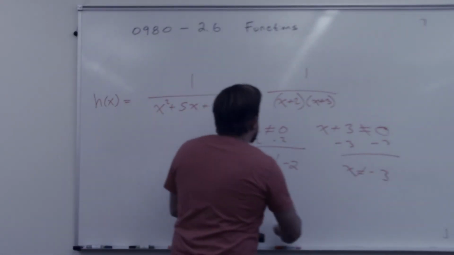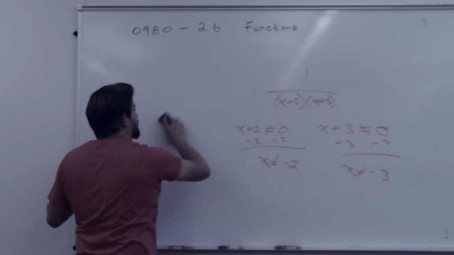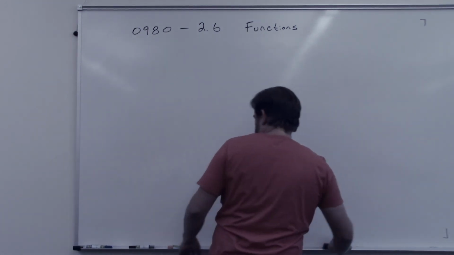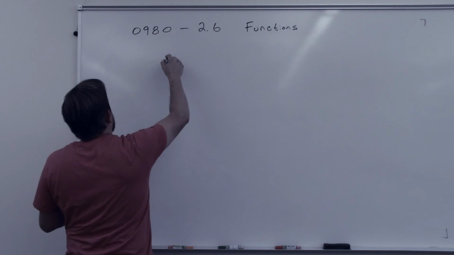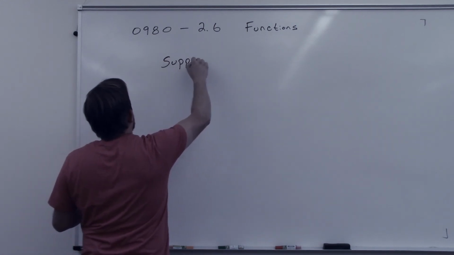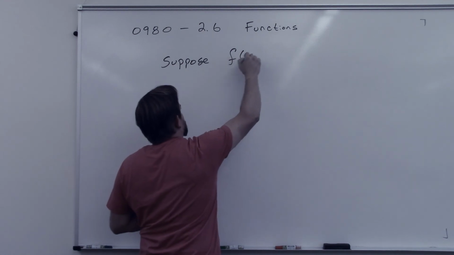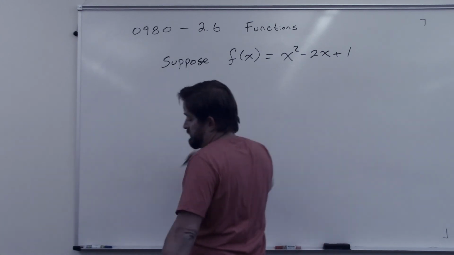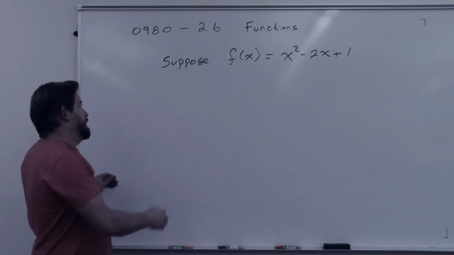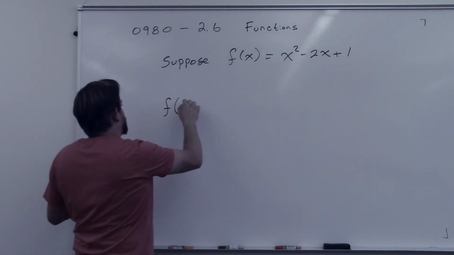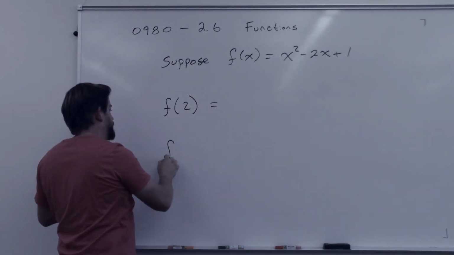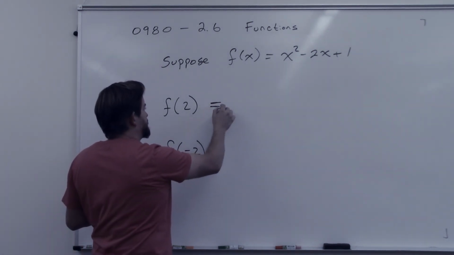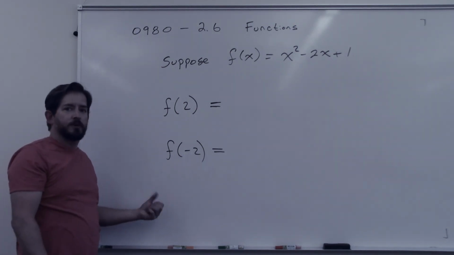And then the last little bit in this section talks about evaluating functions, and we talked about that a little bit in the beginning. Well, let's look at a couple more of those. Suppose I have some function f of x is equal to x squared minus 2x plus 1, right? Just a second degree polynomial. And I want to evaluate, let's say, f of 2 and f of negative 2. Okay? And you'll probably see this on an exam, you'll probably see this on the final exam because it's easy to mess this up, right?